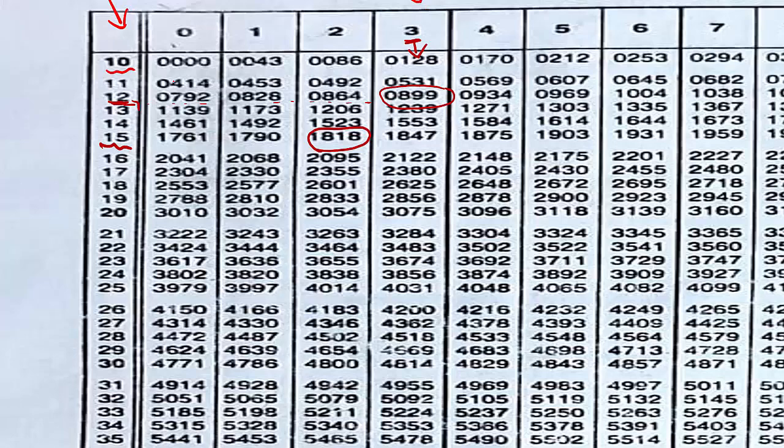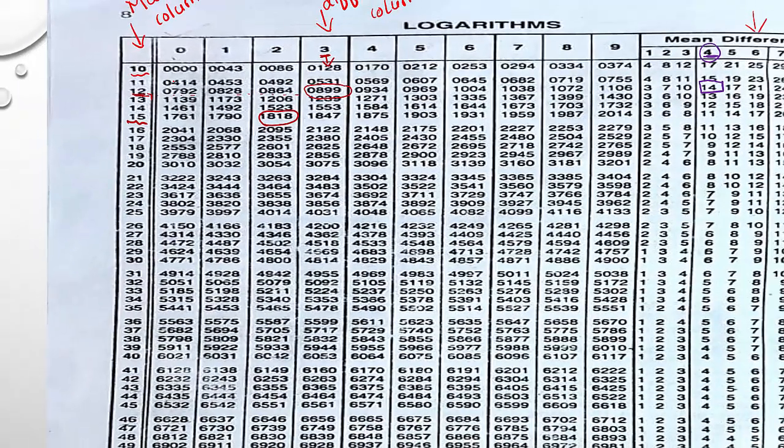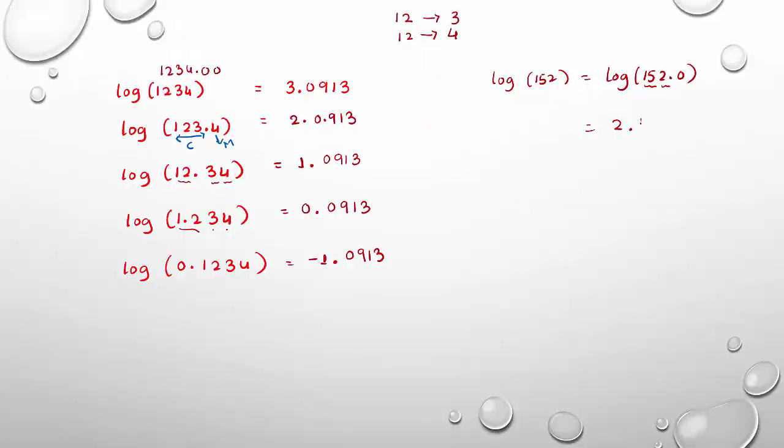15 at 2. We got 1818. We can write there the number we got, 1818. There is no fourth digit, so don't go for mean difference because there is no fourth digit. So this is the answer, 2.1818.